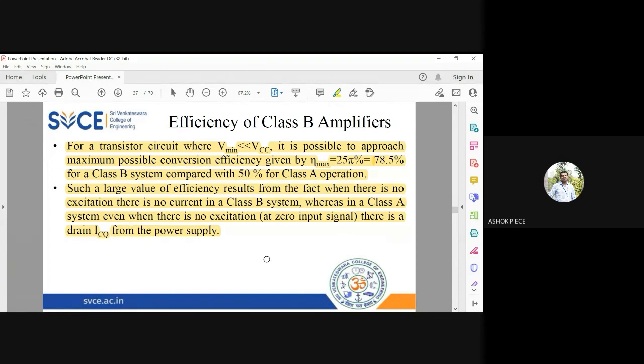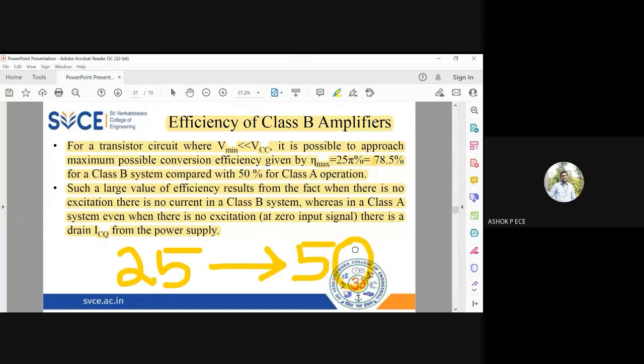See, power loss and efficiency are related. When power loss is very high, efficiency will be very poor. They are inversely related. So whenever you are able to control the power loss, definitely you will see a significant improvement in the efficiency. That is evident in the class B amplifier. In class A, theoretically, for a series fed, it is 25%. When you are going to use a transformer, it is going to become 50%. But this 50 is becoming 78.5 when I am going to use class B operation.